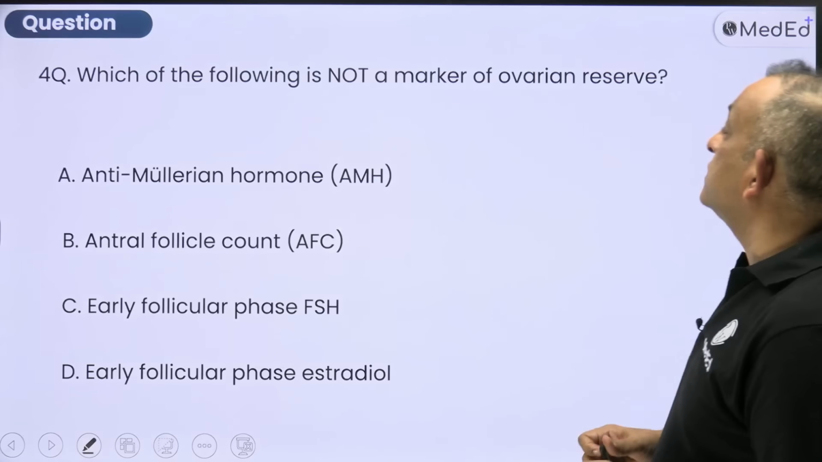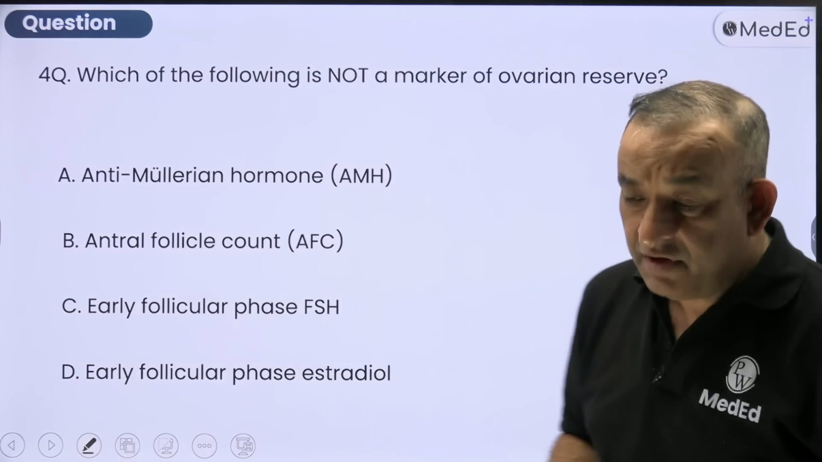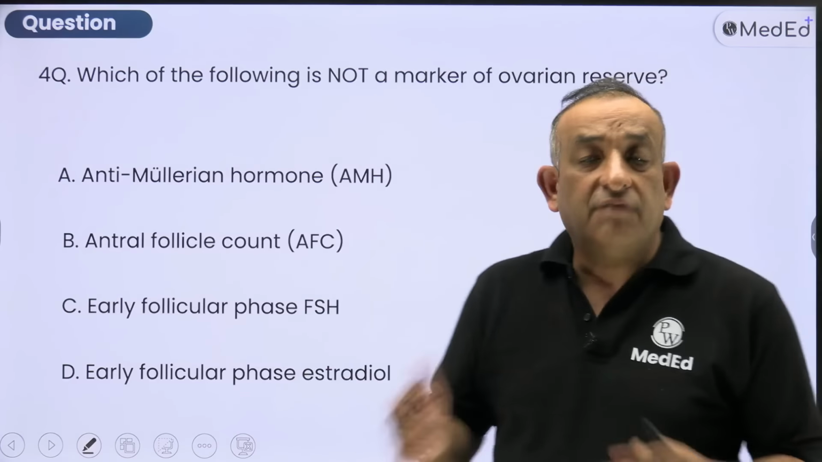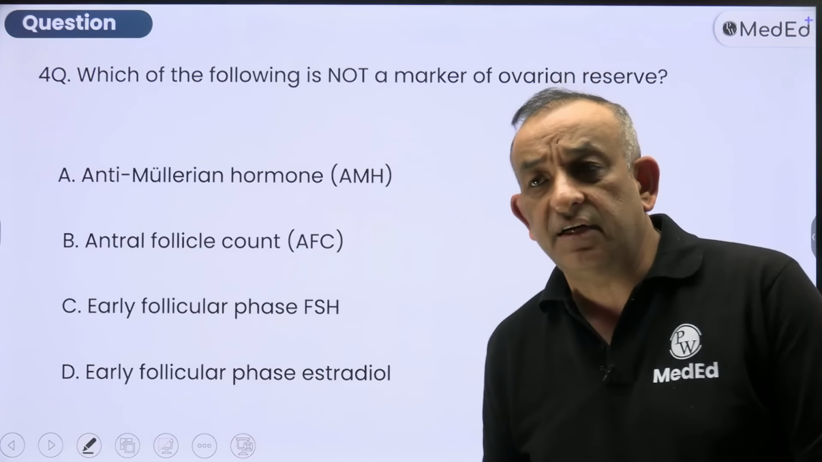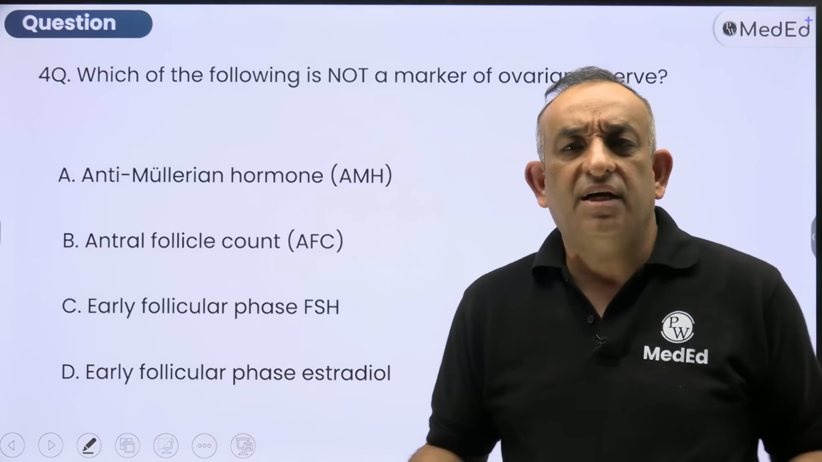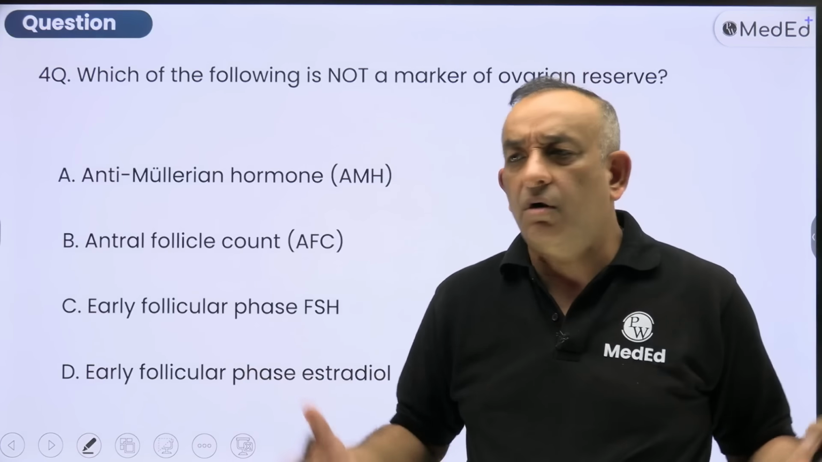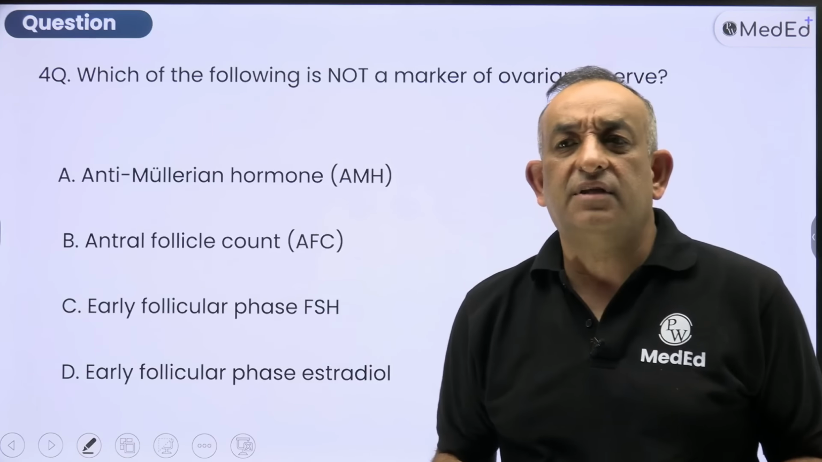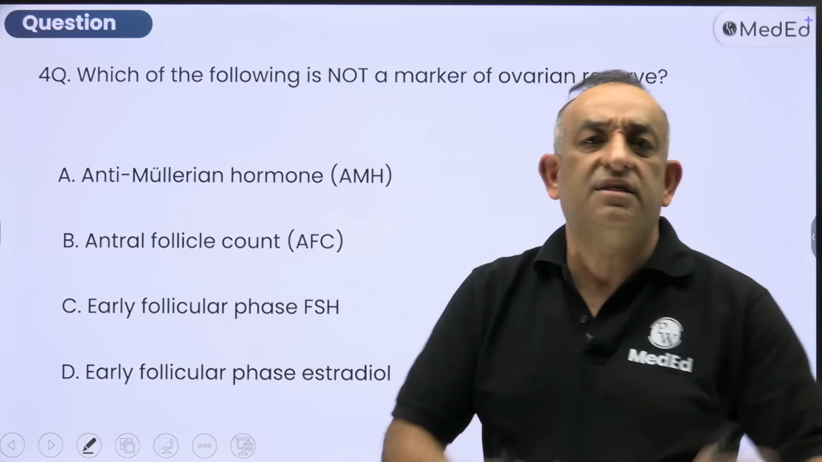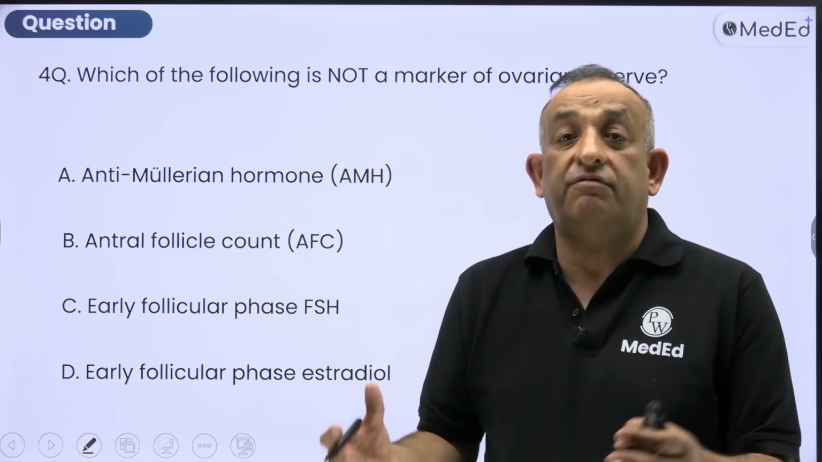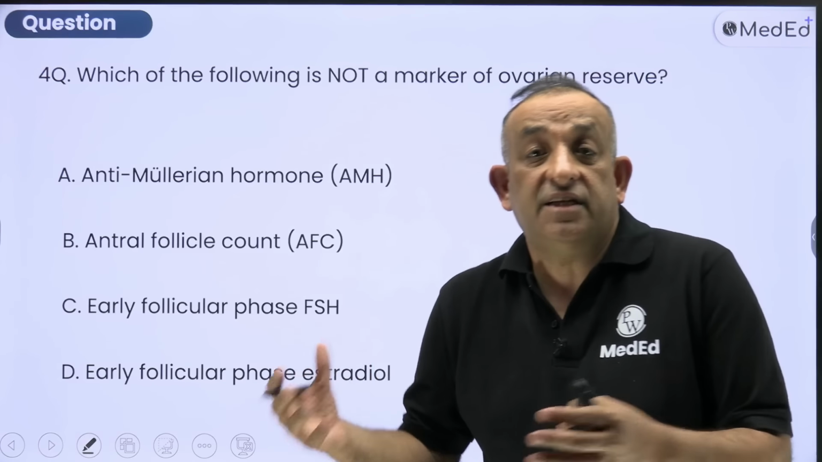Which of the following is not a marker of the ovarian reserve? Yes, ovarian reserve is the capacity of a woman to conceive, and you know that young women conceive easily, old women conceive with difficulty. You know that, isn't it? Then why am I making a big song and dance about this information? All of us know it. Even the guy who is selling vegetables outside your house will know that young women conceive easily, old women conceive with difficulty. But I want to see these parameters of a woman's conception, whether it's easy or not.